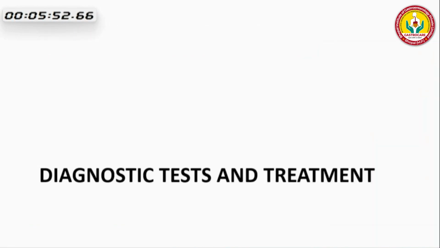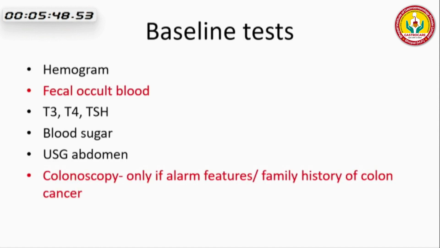Once we have done a good examination, we proceed with the diagnostic test. All patients of constipation should have these baseline investigations. If fecal occult blood test is positive, patient further needs imaging investigations and endoscopy. Colonoscopy is usually indicated only if patient has alarm features, fecal occult blood is positive, or there is a family history of colon cancer.